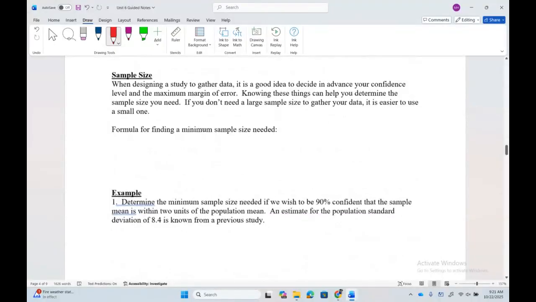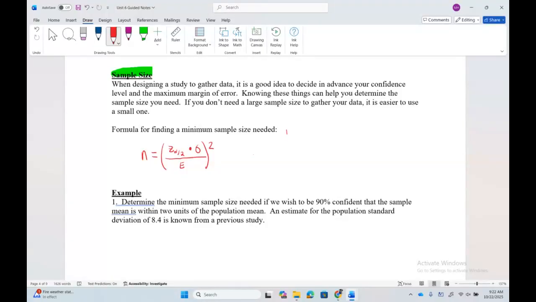Okay, our last little formula for this section. Sometimes we have a study in mind we want to do, and we need to figure out what is the sample size that we need to make this study work. So here's the formula to figure out the sample size you need. N is going to equal that critical Z value times your population standard deviation. All of that gets divided by your margin of error and raised to the second power.